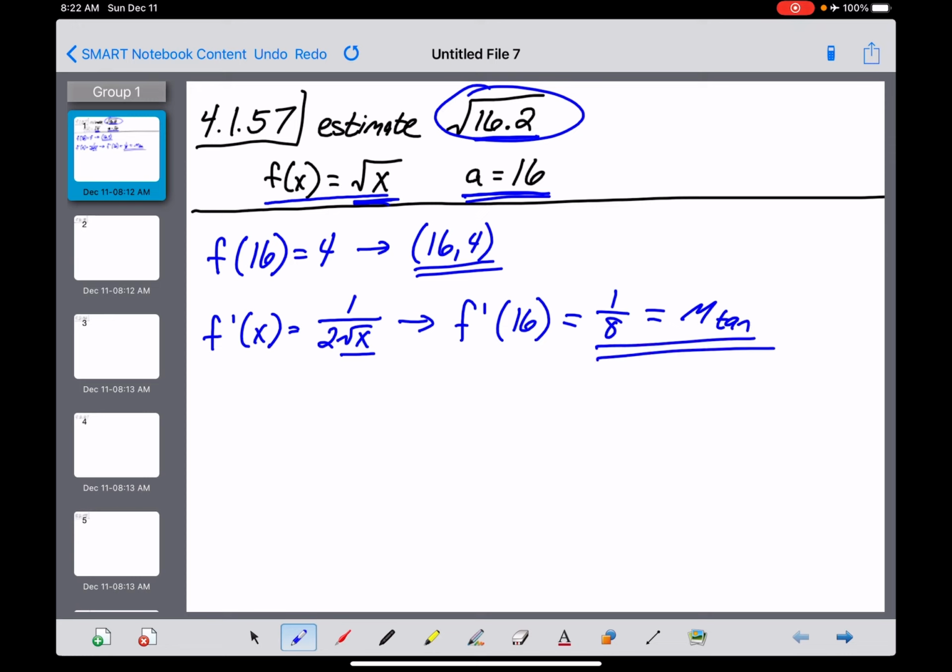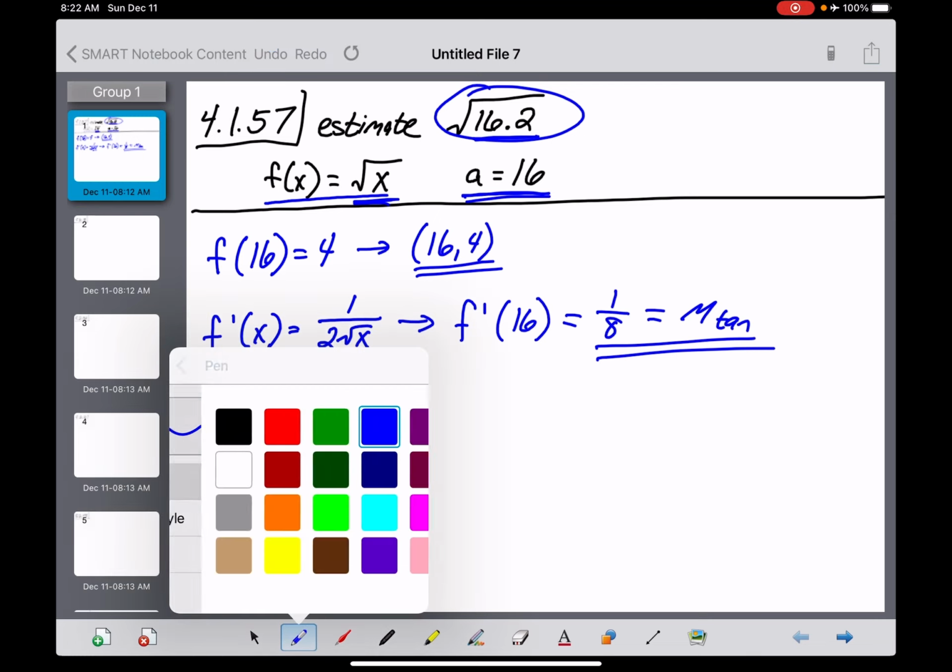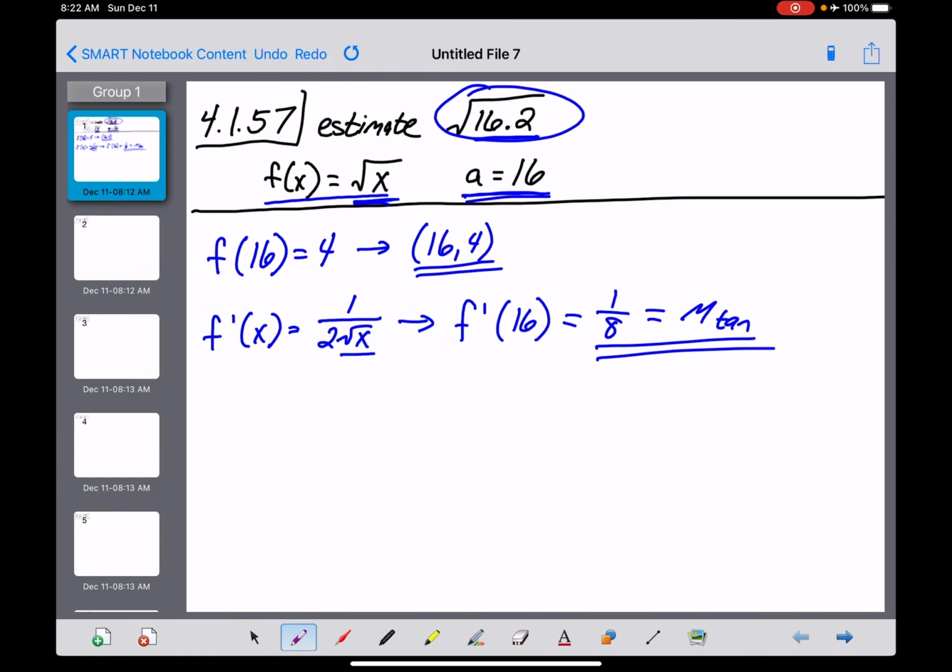So with the two things that I've double underlined here, we have our point of tangency and the slope of our tangent, so we can go ahead to point slope form and then work on solving for y. So we're going to have y minus your y coordinate, 4, equals the slope of your tangent, 1/8 times x minus your x coordinate, which is 16. We're going to bring that 4 to the other side. I'm going to distribute the 1/8.